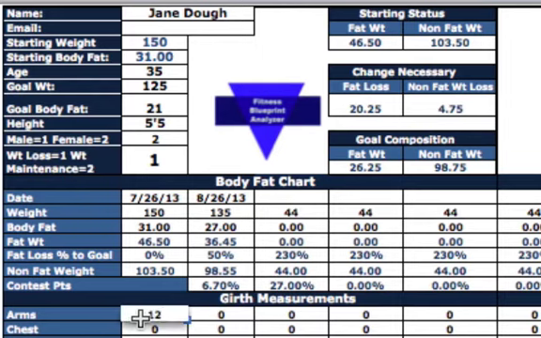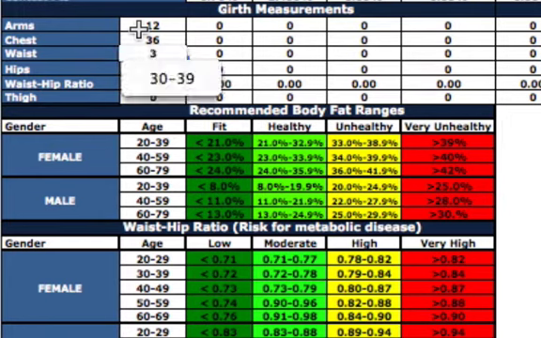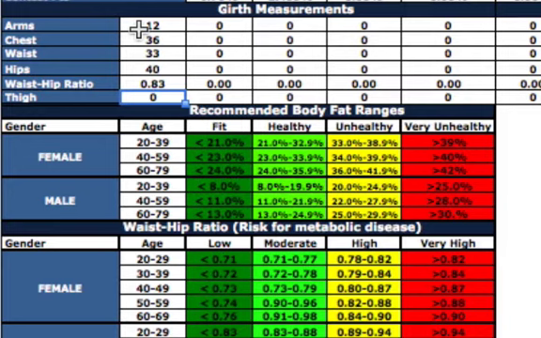The girth measurements are largely the same. The one thing that we did change is that we added, let's make this 33, let's make this 40. We added your waist to hip ratio, and now the body fat ranges are going to be below the girth measurements. They're going to be fit, healthy, unhealthy, and very unhealthy, and the waist to hip ratios are going to be right below. And that essentially just lets you know, based on your waist to hip ratio, your risk for metabolic disease in terms of carrying too much belly fat relative to your hip size.